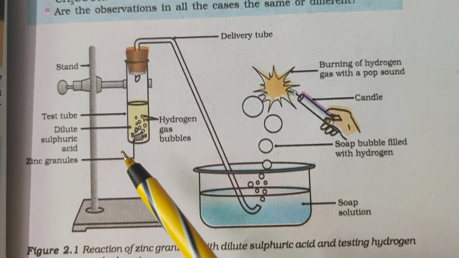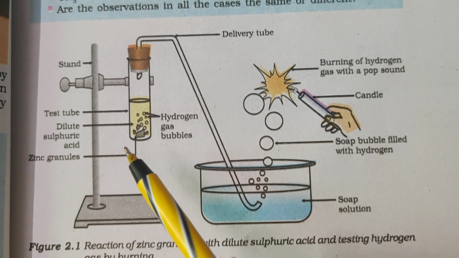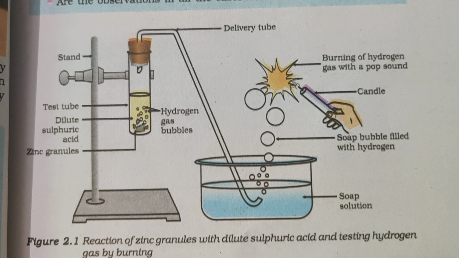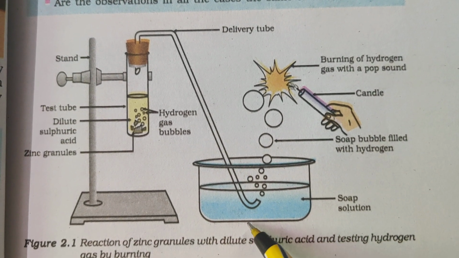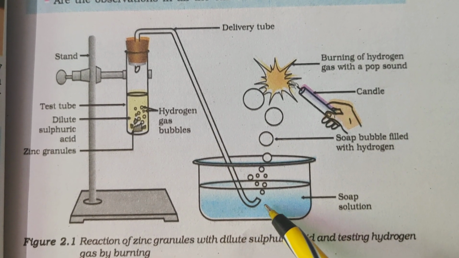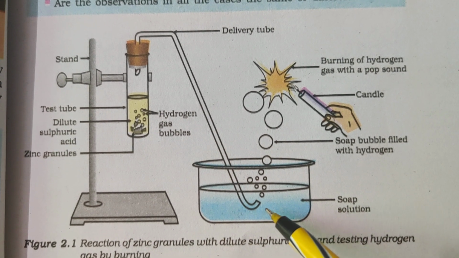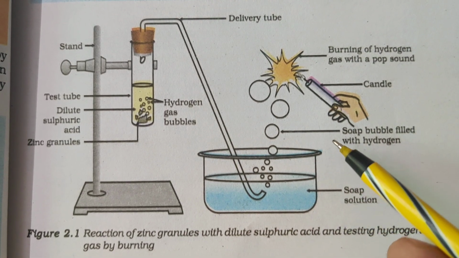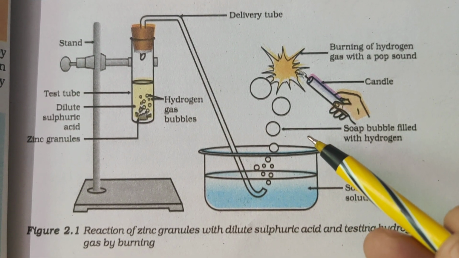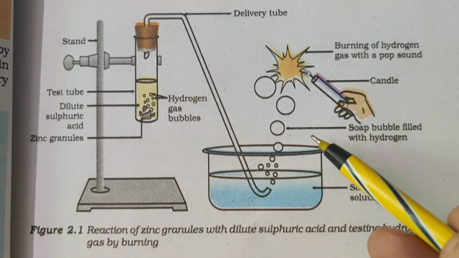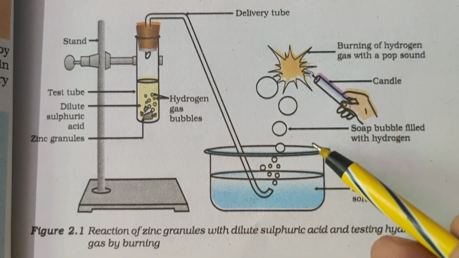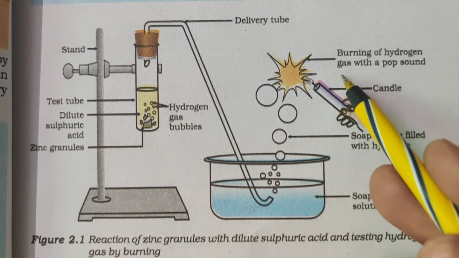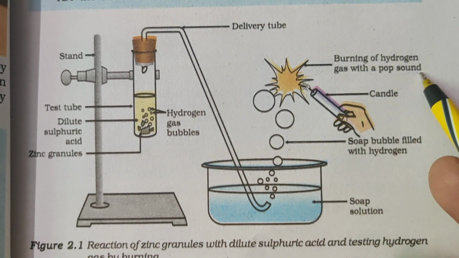The gas is colorless and odorless, and comes out through the delivery tube. Once it passes through the soap solution, it again converts into bubbles due to surface tension. When you bring a burning matchstick or a candle close to these bubbles, they burst with a pop sound. That indicates the gas coming out is hydrogen gas. This is the test for hydrogen gas: the gas burns with a pop sound.